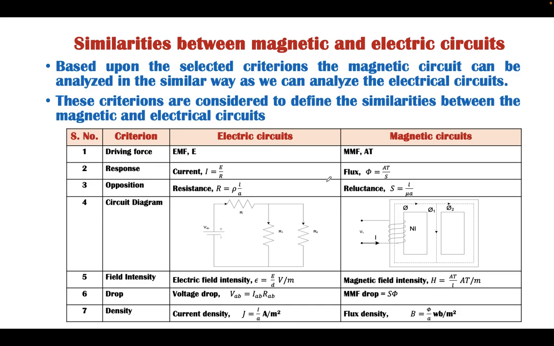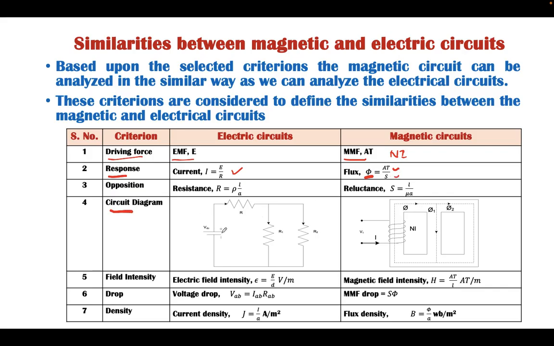Now, considering magnetic and electrical circuit together, there are some similarities and dissimilarities between the electrical and magnetic circuit. Considering the similarity first, in electrical circuit, we have EMF as a driving force, whereas in magnetic circuit, there is an MMF which is given by ampere turns, or simply NI. Now, in electrical circuit, the response is considered. The response is current, which is given by E upon R, whereas in magnetic circuit, the response is flux, which is AT upon S, ampere turns upon reluctance.